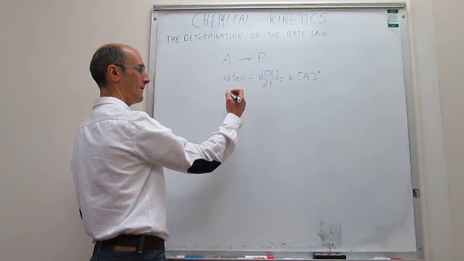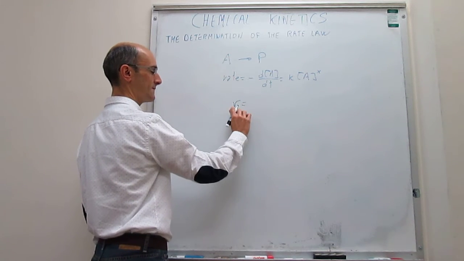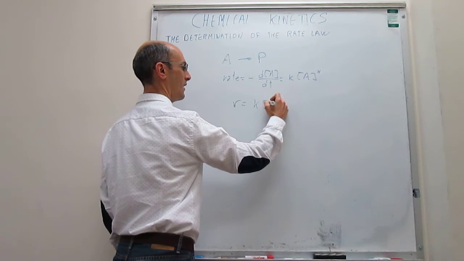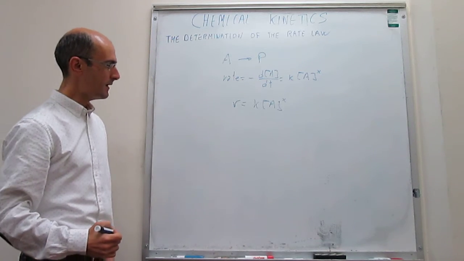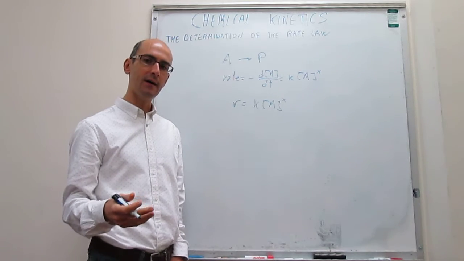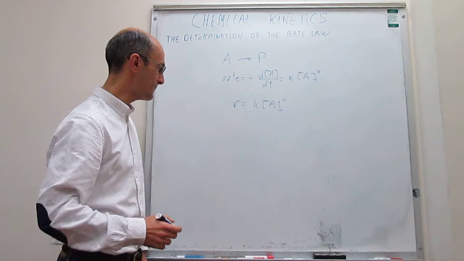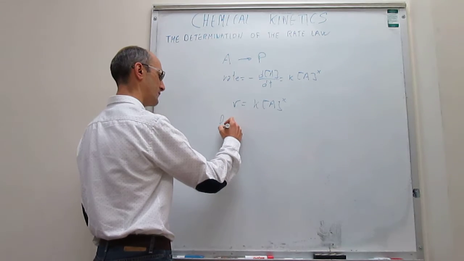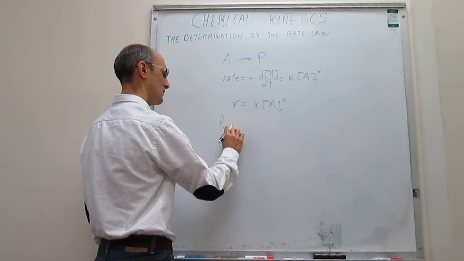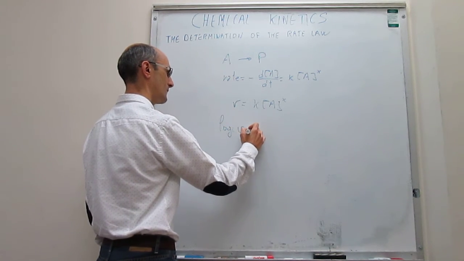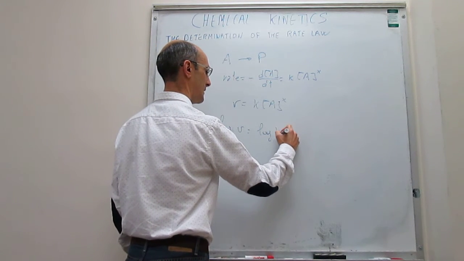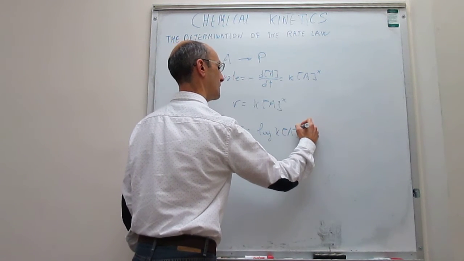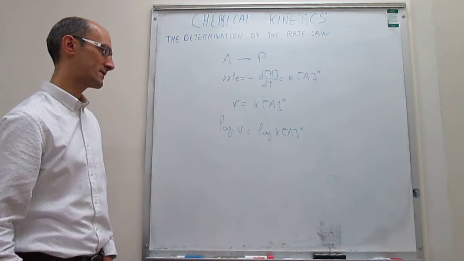You can rewrite this rate law simply as v is equal to k concentration of A to the x. Okay, and the idea here is that if you take the base 10 logarithms of this expression, you get to an expression that is like this. The logarithm of the rate is equal to the logarithm of all of this, k concentration of A to the x.